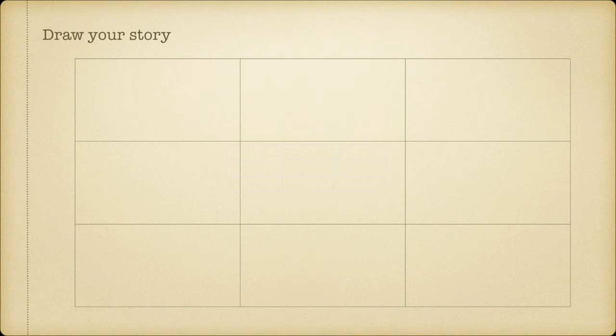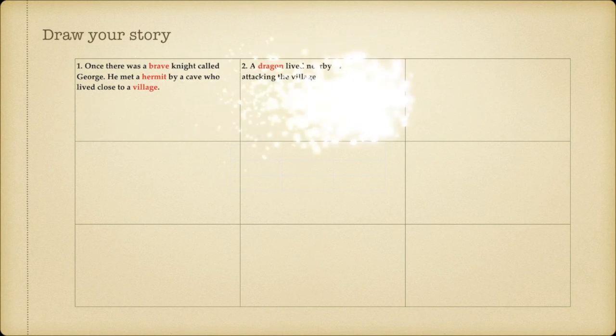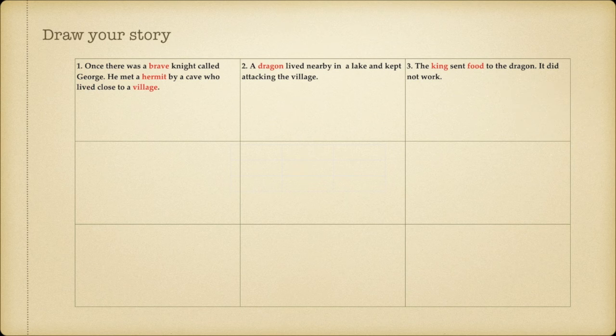Well, first of all, you have this grid. There are 9 rectangles. And what you're going to do is, I've started it for you. So in grid number 1, or rectangle number 1, I've written the sentence. Once there was a brave knight called George. He met a hermit by a cave who lived close to a village. So you should be able to say that sentence and memorize it without reading it.